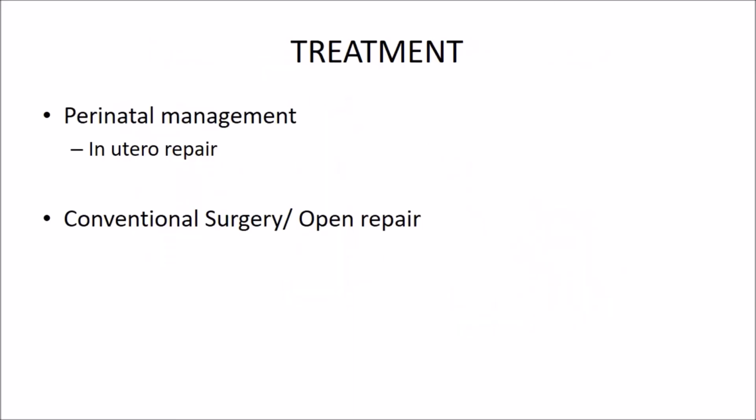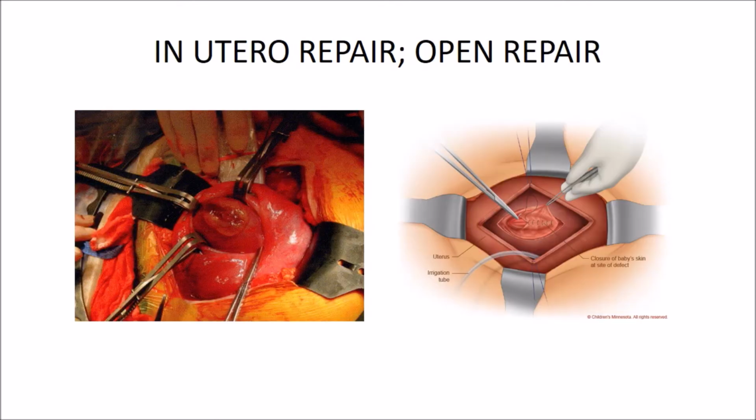So generally the treatment is divided into two types: perinatal management. So we can go for in vitro repair of the spina bifida. This can be done in two ways. Then we have the conventional or the open repair after the birth of the child. So prenatally we can go for the open repair or endoscopic repair. In the open repair we go for a C-section.